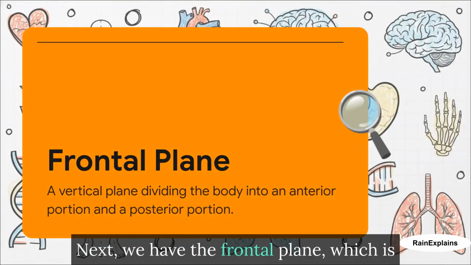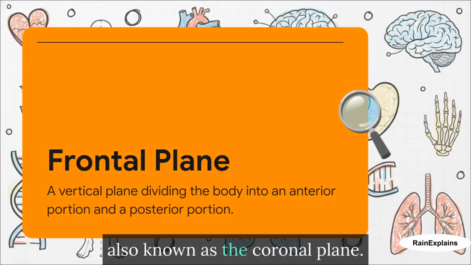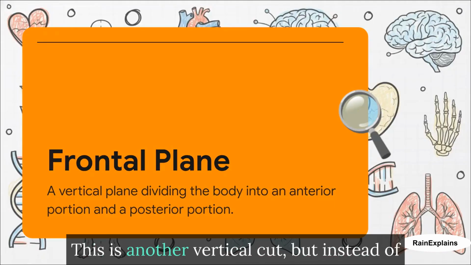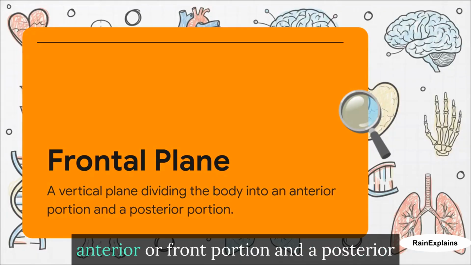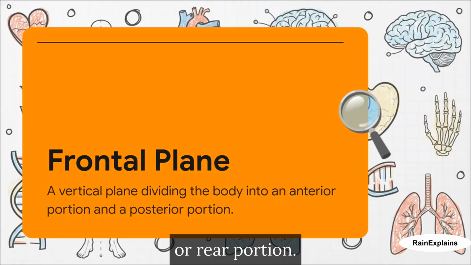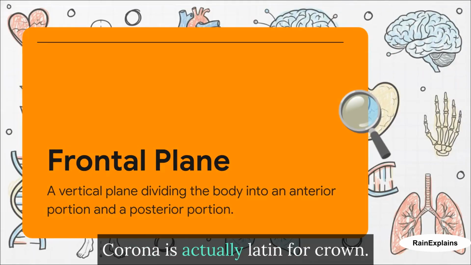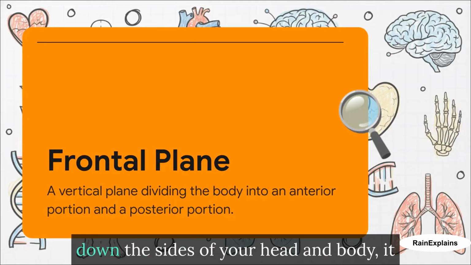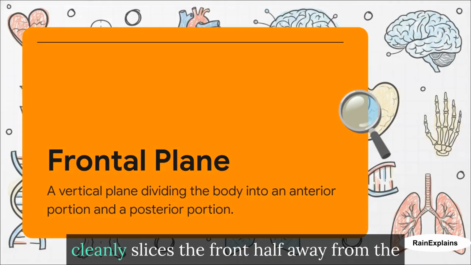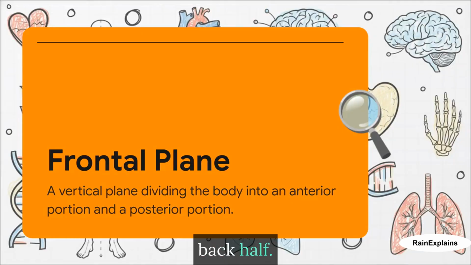Next, we have the frontal plane, which is also known as the coronal plane. This is another vertical cut, but instead of left and right, it divides the body into an anterior or front portion and a posterior or rear portion. Now, what's really interesting here is the name coronal. Corona is actually Latin for crown. If you imagine sliding a crown straight down the sides of your head and body, it cleanly slices the front half away from the back half.